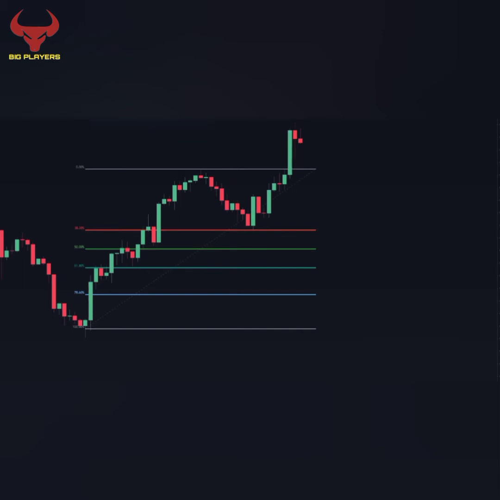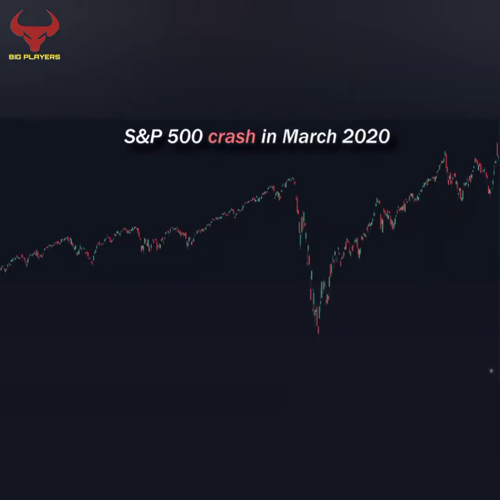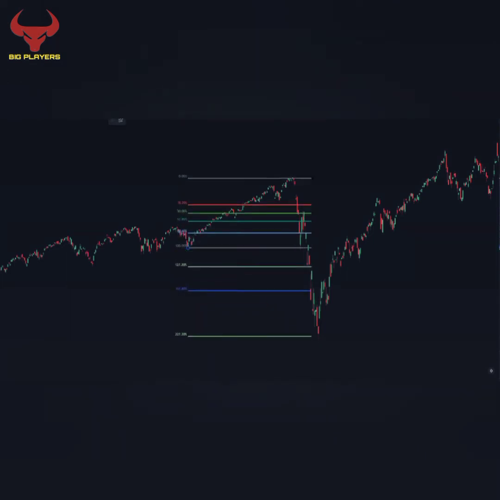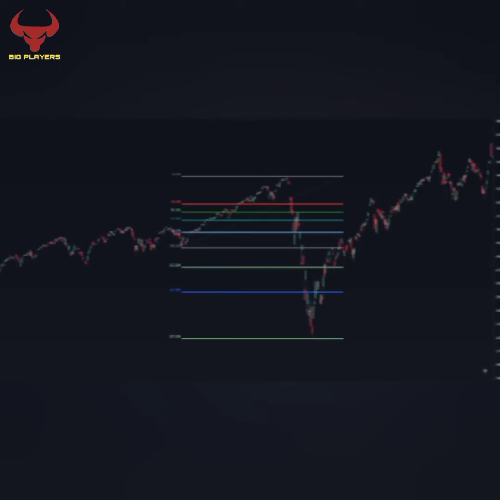So it's widely known among traders that price tends to respect these levels. Another example of this would be the S&P 500 market crash back in March 2020. So here, as we apply the Fibonacci retracement tool, you can see that the level predicted the exact bottom of the market crash. And now, I'm going to show you how to apply this tool onto your chart and how you can use it to find high win rate trade opportunities.